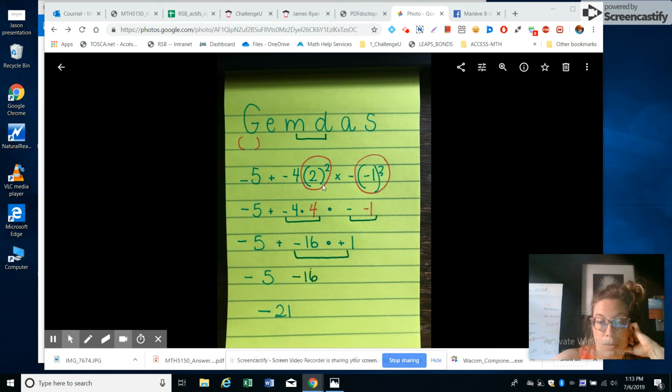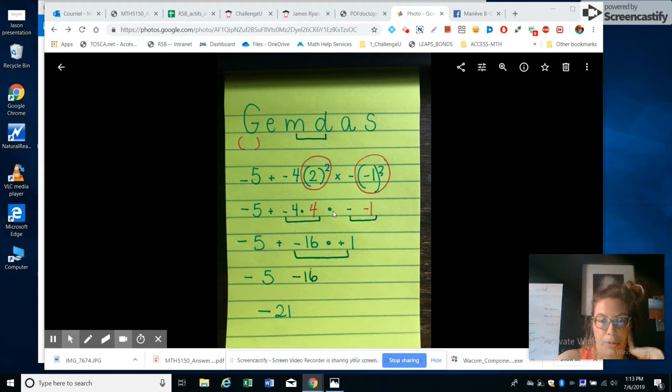If we look at this grouping, we have 2 to the power 2, which becomes 4. And if you look at the colors, I'm using different colors so you see the steps. That's 4. And then you have negative 1 to the power 3. So that gives you negative 1. It's like negative 1 times negative 1 times negative 1.